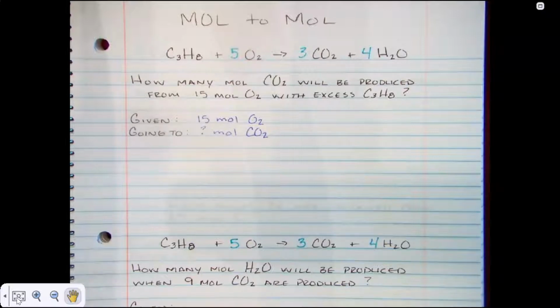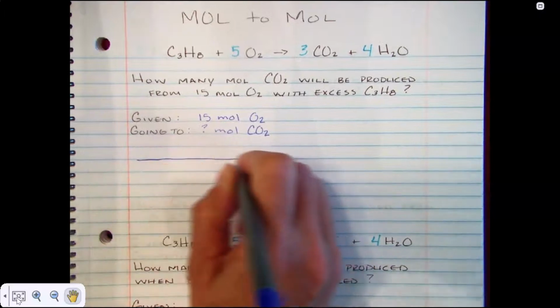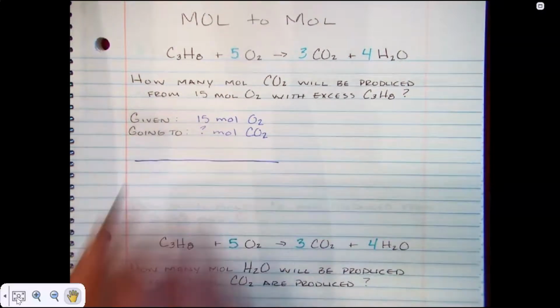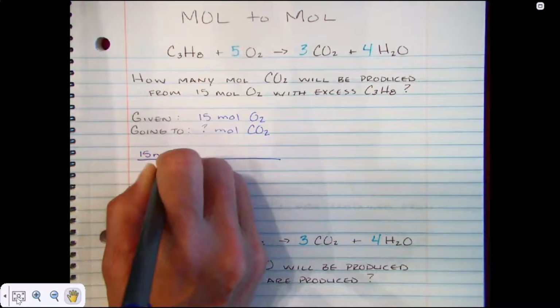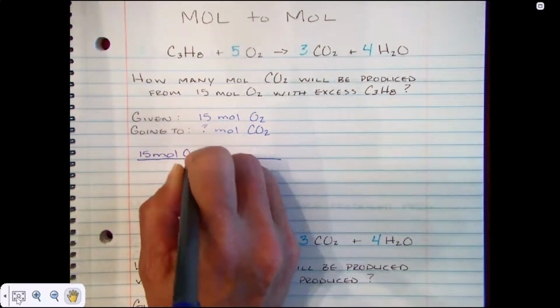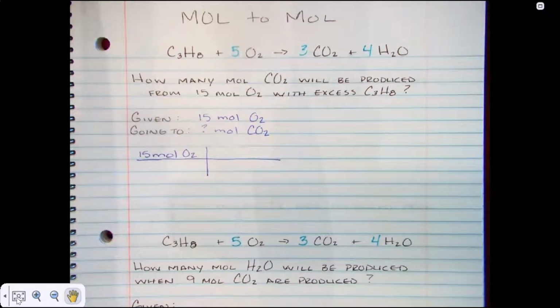So the way we set that up is just like before. We'll set up our T-chart. The beginning of our T-chart will be what we're given, so our 15 moles O2. Now, this next section is what we call the mole ratio. We talked about that in our last lesson. It comes from the balanced equation.